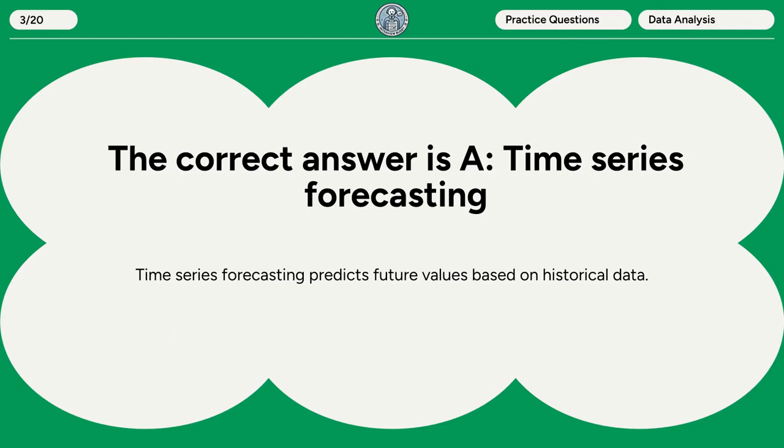The correct answer is A. Time series forecasting. Time series forecasting predicts future values based on historical data.